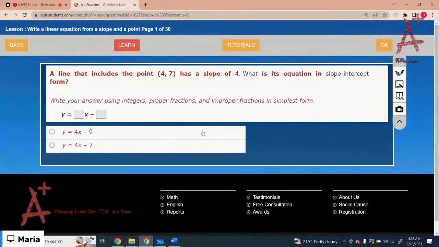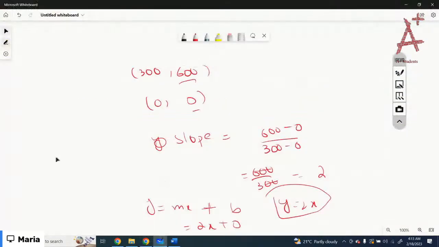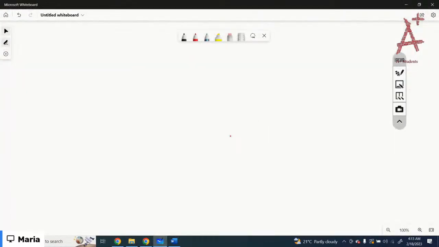Okay, a line includes the point (4, 7) and has a slope of 4. What is its equation? You are given the point (4, 7) and the slope, which is 4. So the point is (4, 7) and the slope is 4. Got it?